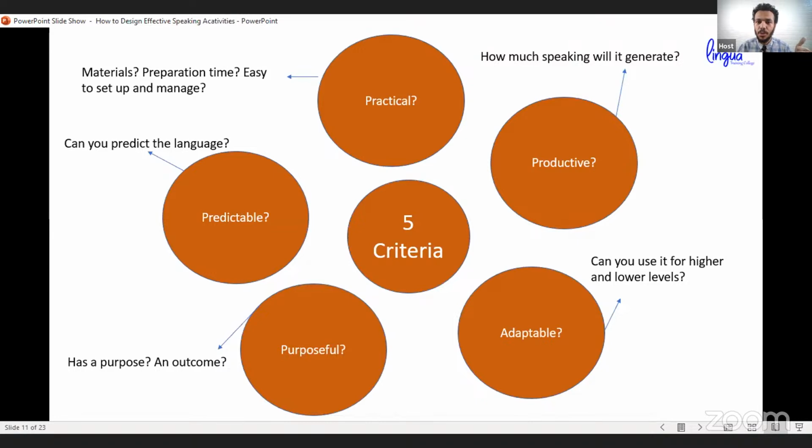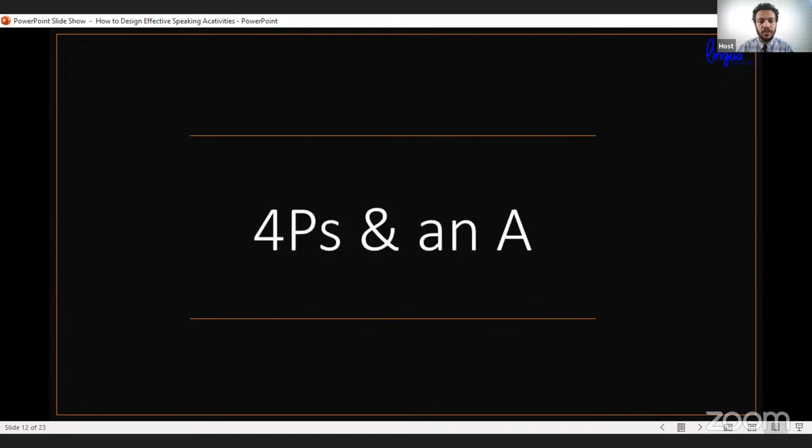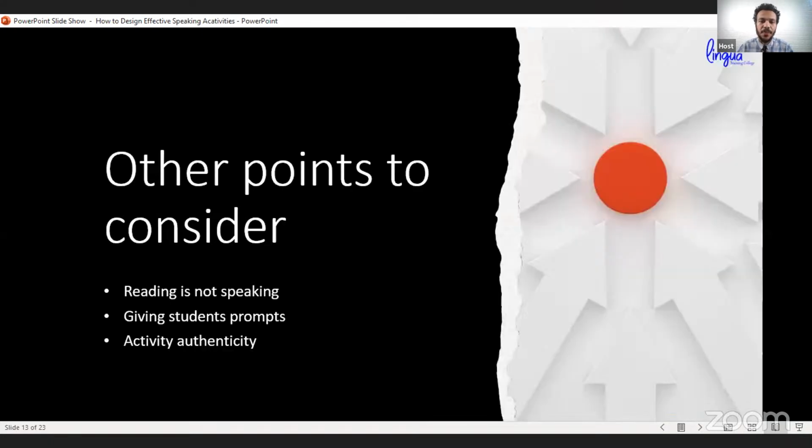Let's have a look back. Productive, practical, predictable, purposeful, and adaptable. Well, moving forward, let's see some other comments or points to keep in mind when you're designing an activity.